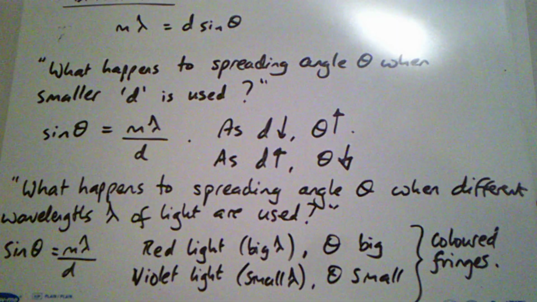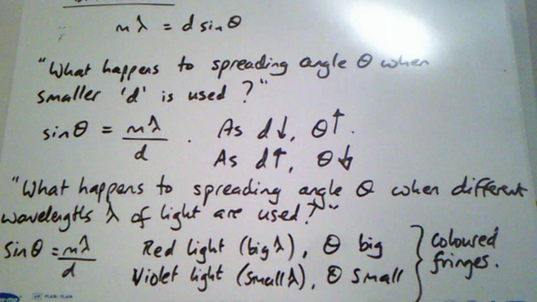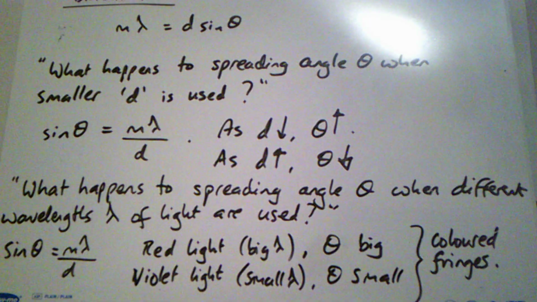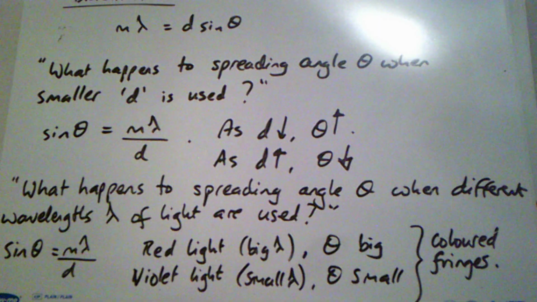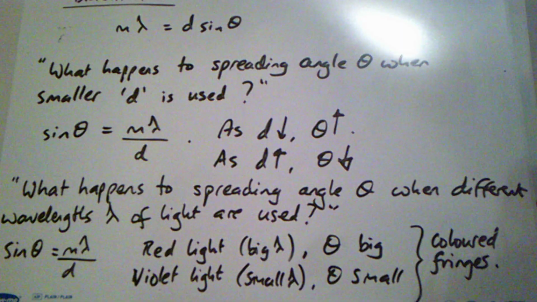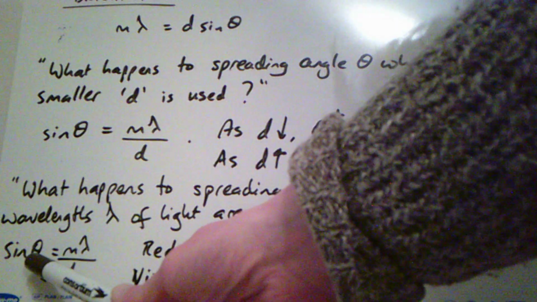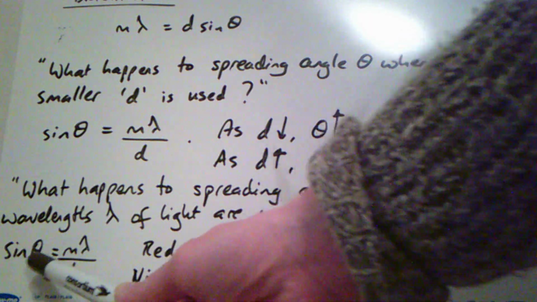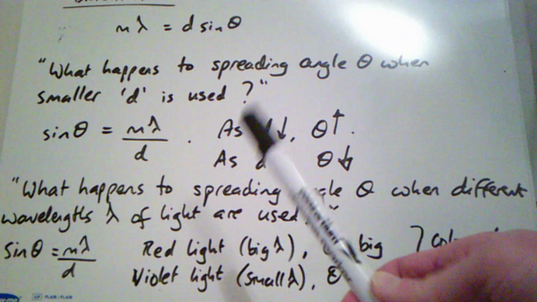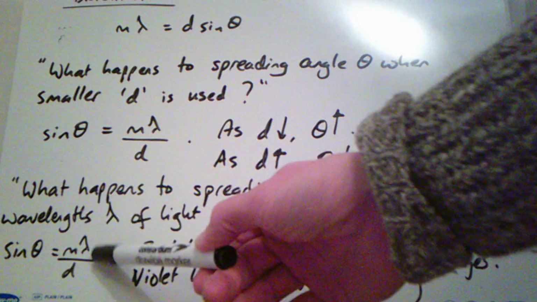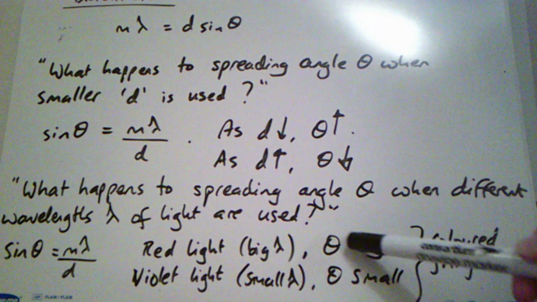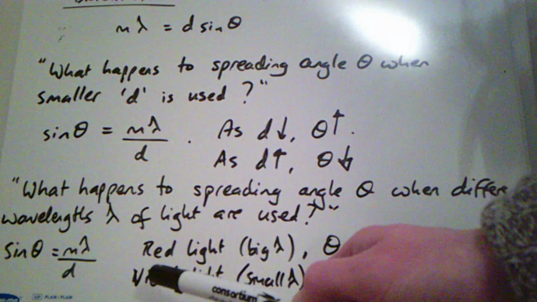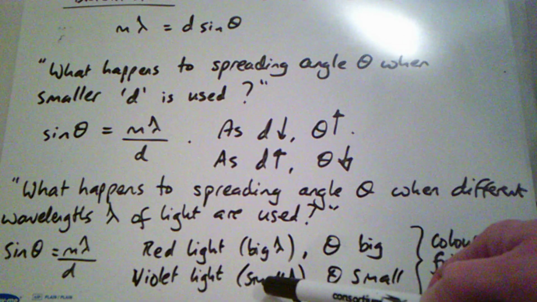Now if we look at how wavelength affects things, again, if we're most interested in finding out what happens to any quantity, in this case the spreading angle, then a useful trick with a mathematical expression or an equation is to make the thing we're interested in, in this case the spreading angle, the subject, and then it becomes really clear what influences the subject. So in this case we're now looking at the wavelength, and it's really obvious to see if we have light with a long wavelength, in other words red light, then the spreading angle is going to be big. If we have light with a small wavelength, such as violet light, then the spreading angle is going to be small.